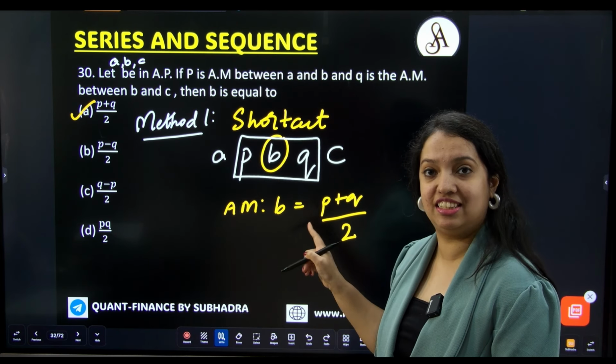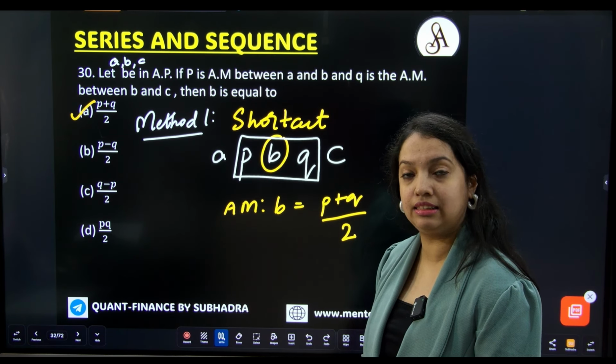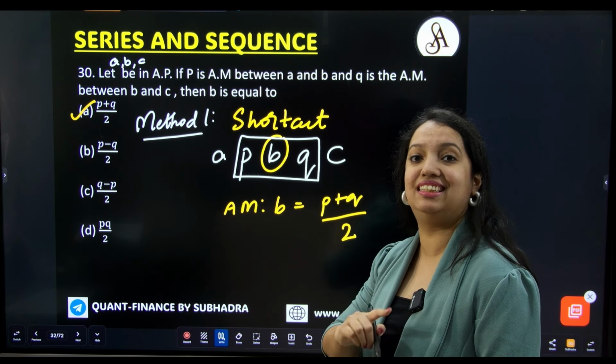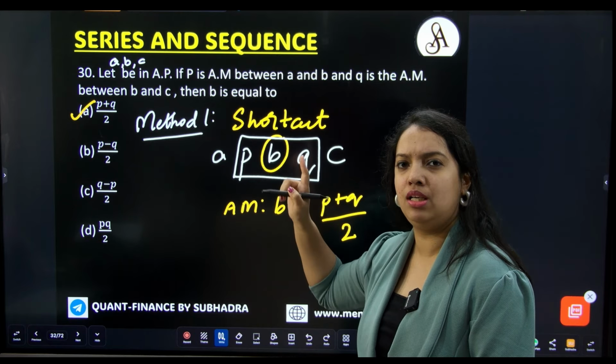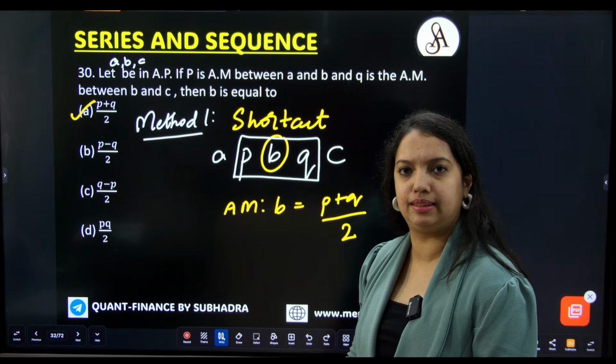Remember, we had solved such a technique in our regular class. Please go practice exercise C, because most of the questions from series and sequence come from exercise C.